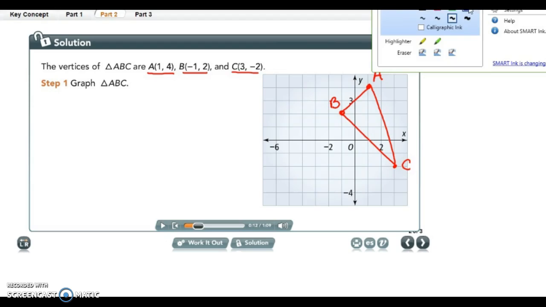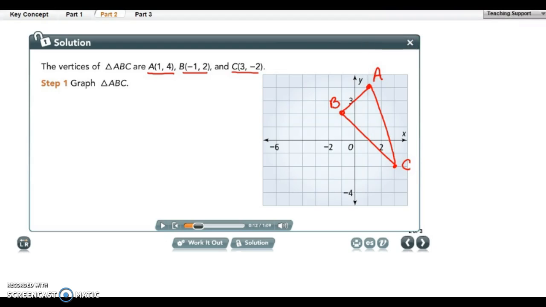Then we're going to make our next point. From your notes, you can see that it is a translation of 5 units left.